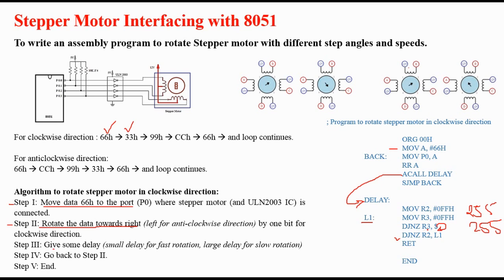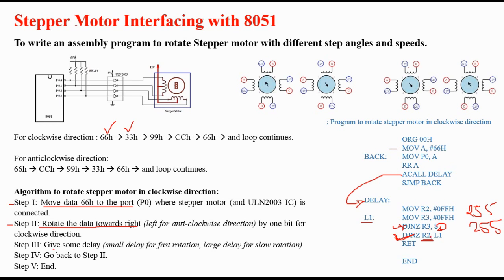Once the content of R3 becomes 0, again come down and after that decrement the value of R2. It was FE, now it will become FD, meaning 253. And again reload the value FF into R3, and again do the same thing. It means that if this particular instruction related to R2 is getting executed one time, then the decrement instruction related to R3 will get executed 255 times.